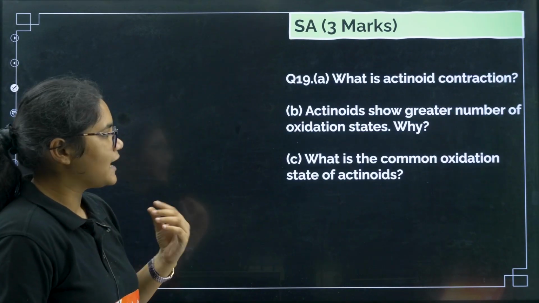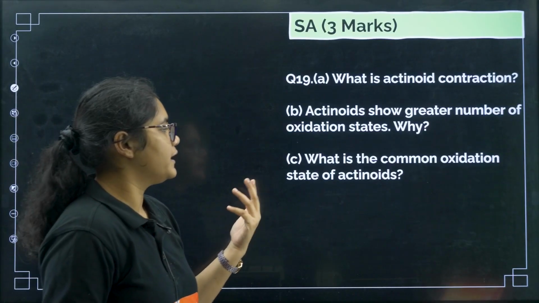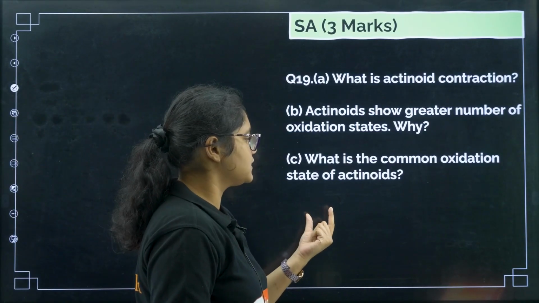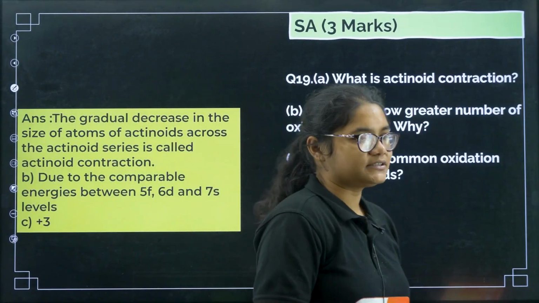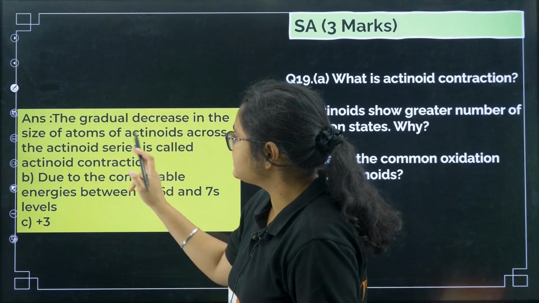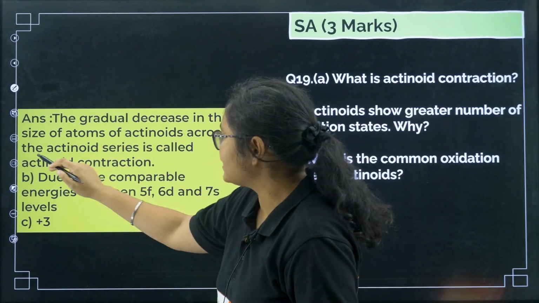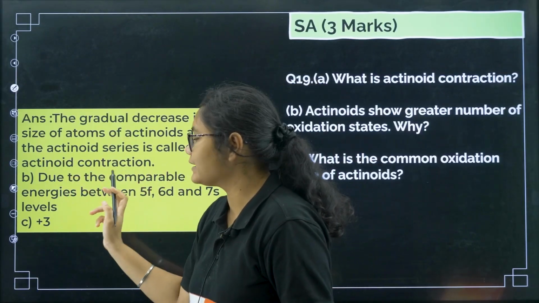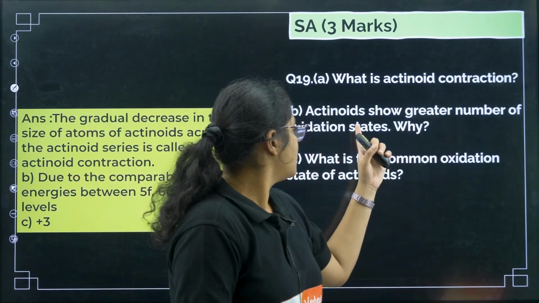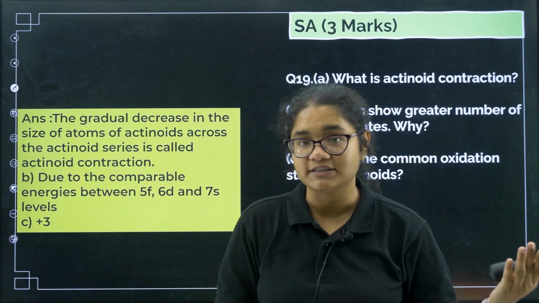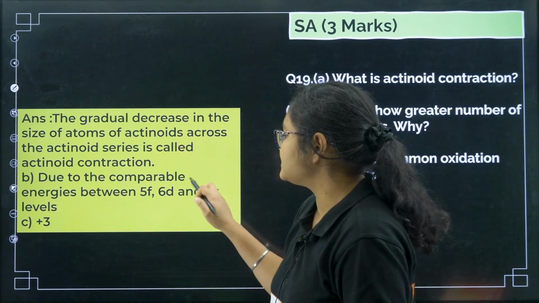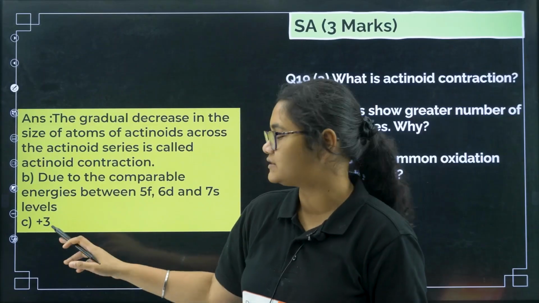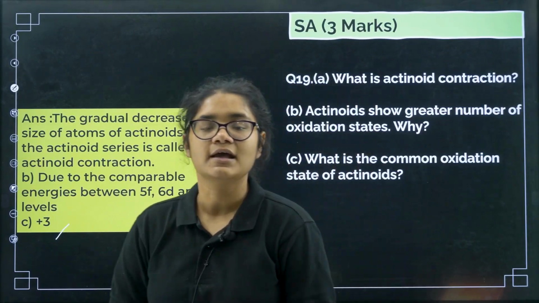Next is what is actinoid contraction. Actinoids show greater number of oxidation states. What is the common oxidation state of actinoids? Okay, so what is actinoid contraction? The same thing. The gradual decrease in the size of the atoms of actinoids across the actinoid series is called actinoid contraction. Why do actinoids show greater number of oxidation states? That is due to the comparable energies of 5f, 6d and 7s levels. Common oxidation state is same as lanthanoids, that is +3.